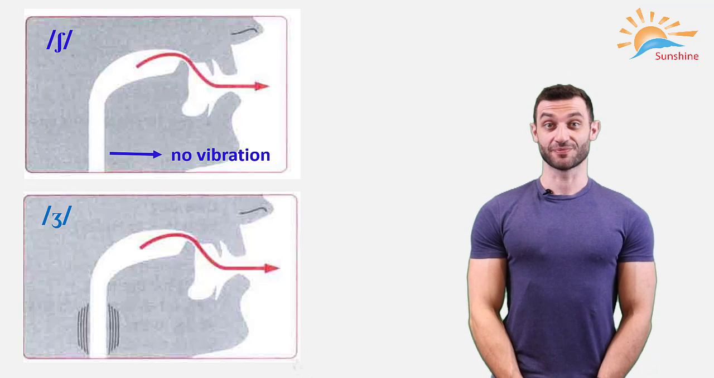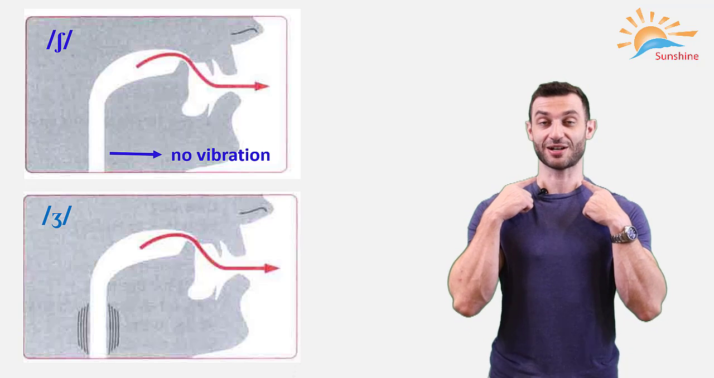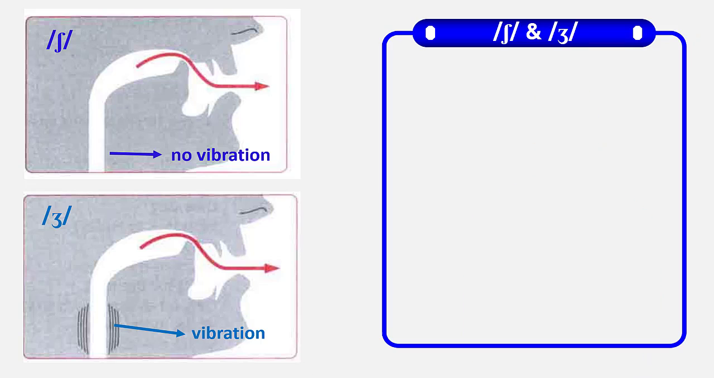For the second sound, we make the same mouth shape, but we do have vibration from our vocal cords. Zh. Now let's look at some examples of the sh and zh sounds.